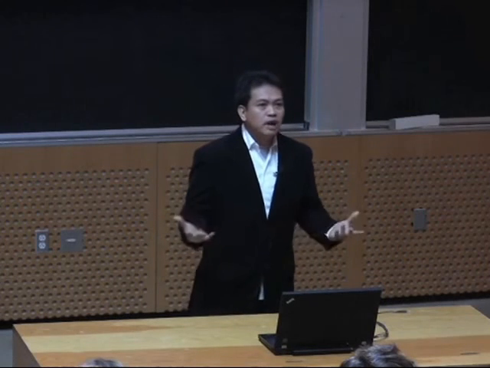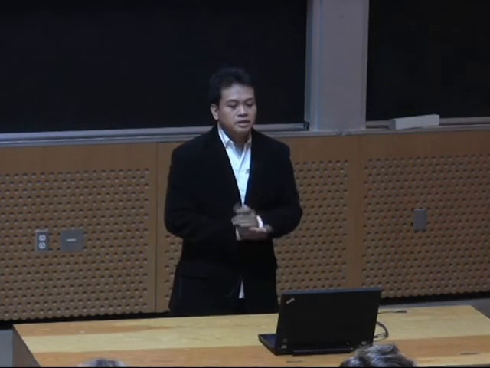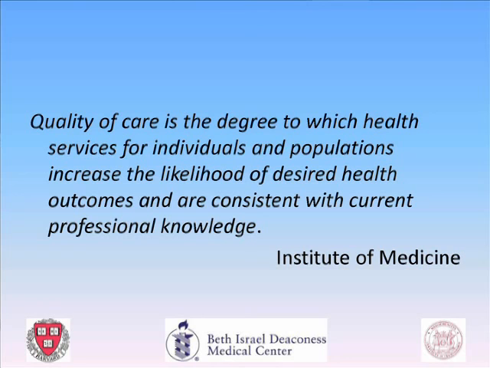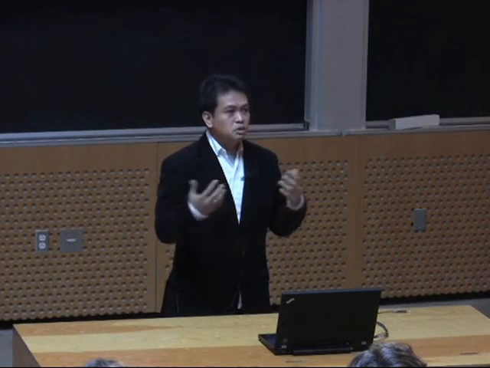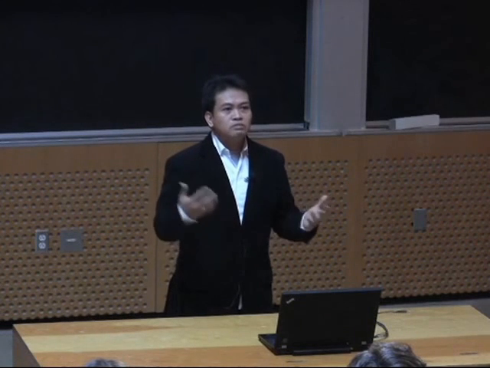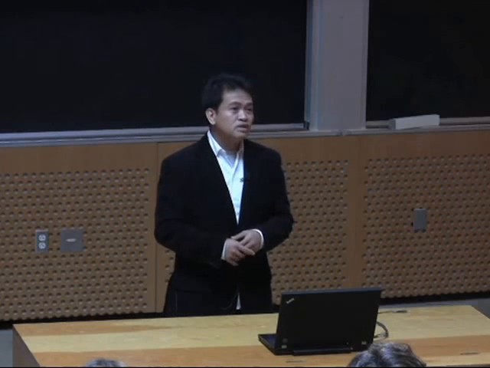So how do we define quality of care in medicine? According to the Institute of Medicine, quality of care is the degree to which health services for individuals and populations increase the likelihood of desired health outcomes and are consistent with current professional knowledge. There are 6 components of quality of care. Can anyone give me some of those 6 components?